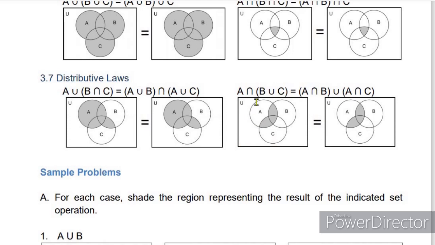Next is A intersection the quantity B union C, which is equal to the union of the quantity A intersection B and the quantity A intersection C. First you will think of A intersection B. So what is the Venn diagram for A intersection B? It should be shaded between A and B. And next, the intersection of A and C, so it should be shaded between A and C. Now we will join them. That's why its Venn diagram is like this.